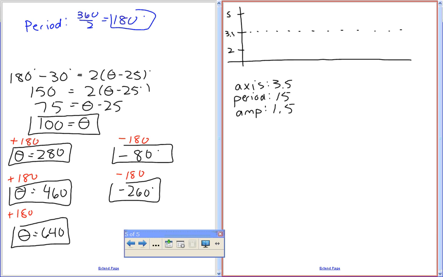What else do I know? K is going to be 360 over 15, which is 24. Now this is the hard part. This is what gets people mixed up. Somebody tell me some points on my graph here. Where's my first point going to be? 2 and 2. So my first point is here at 2 and 2. And this is what got a lot of people mixed up.